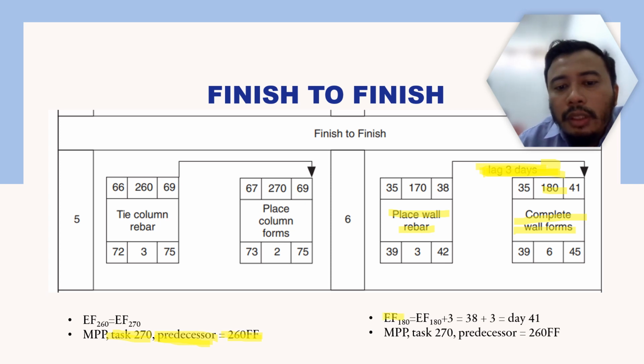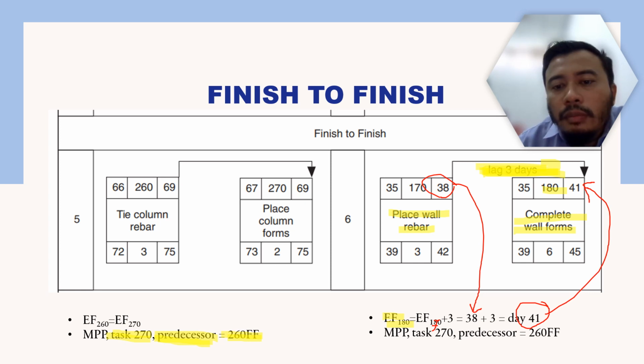So the earliest finish of activity 180 will be equal to, this one is actually 170, typo here, the earliest finish of activity 170 plus 3. As you can see here, day 38 earliest finish, so day 38 plus 3, day 41 will be the earliest finish for activity 180. This is how you draw it in the precedence network diagram.